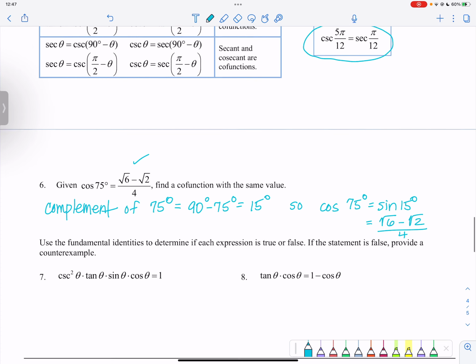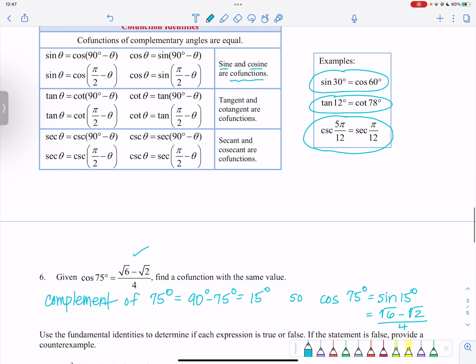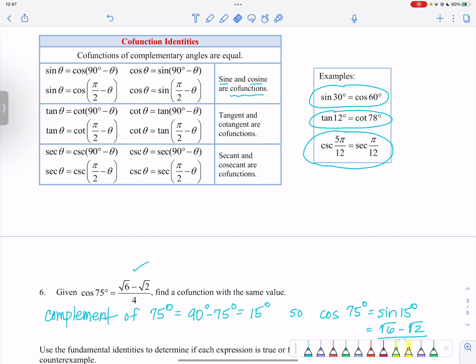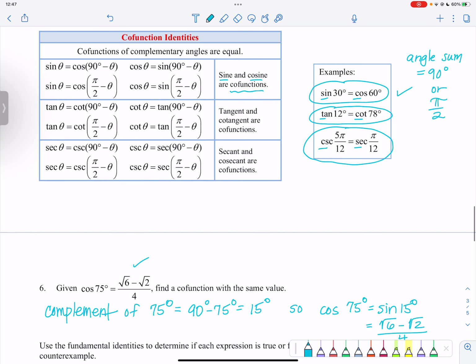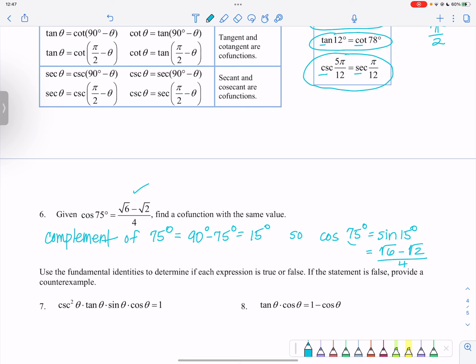And what did we learn here? The cosine and the sine are cofunctions of each other, right? Cosine, sine, tan, cotan, secant, cosecant. So when those angles add up to 90 degrees or pi over 2, and pi over 2 is 90 degrees. This is radians and degrees. So that's why we have 15 and 75 equals 90 degrees.